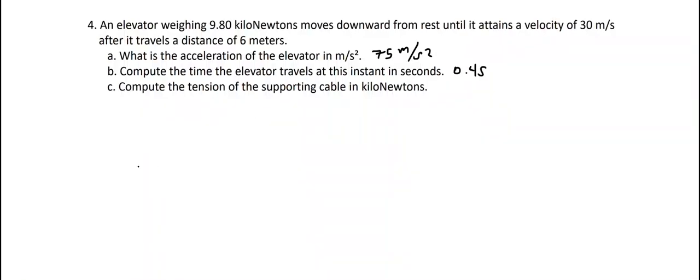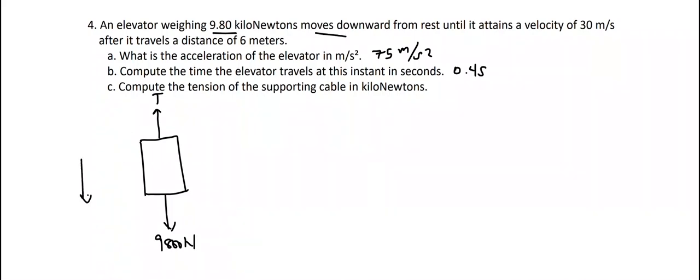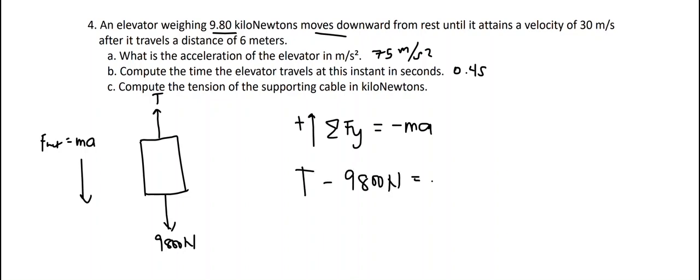And for the last problem, let's say we have our elevator here connected by a supporting cable that is exerting a tensile force, let's call this T, and a weight W that has a value of 9.80 kilonewtons or 9,800 newtons. Since it is going downward, it has an overall net force equal to its mass times the acceleration. Now to solve for T, with the summation of vertical forces, considering upward forces to be positive, equal to the mass times the acceleration, and because it is going downward, the sign here should be negative. So we have tension T going upward minus the 9,800 newton force equal to negative the mass times the acceleration.